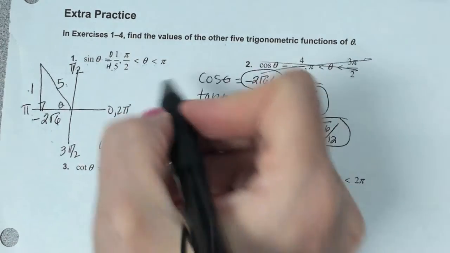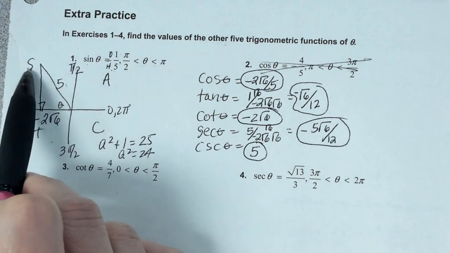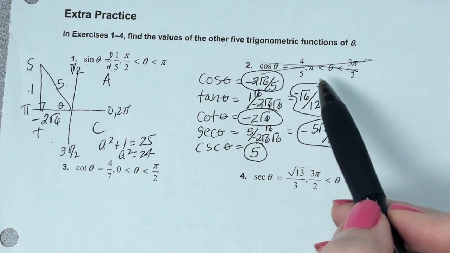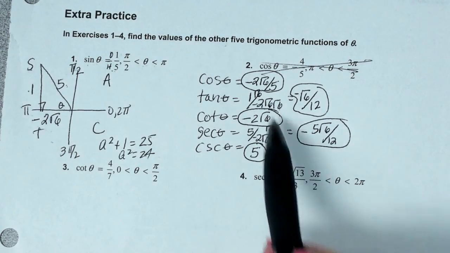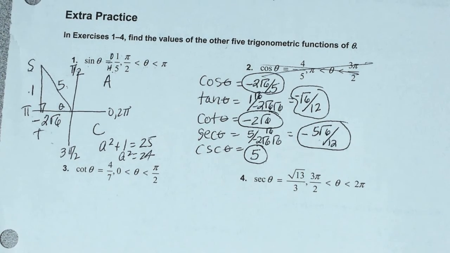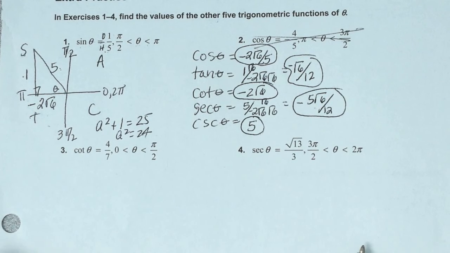And then I should do a little check. All students take calculus. My ratios in this quadrant, only sine should be positive. If sine is positive, cosecant is positive. Every other ratio should be negative, and it is. Okay? We're going to stop there for today.